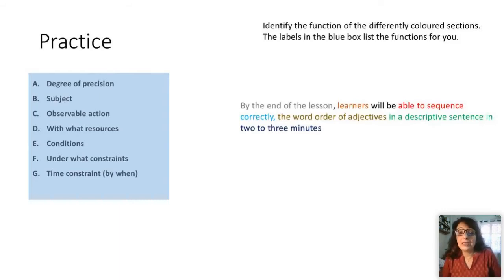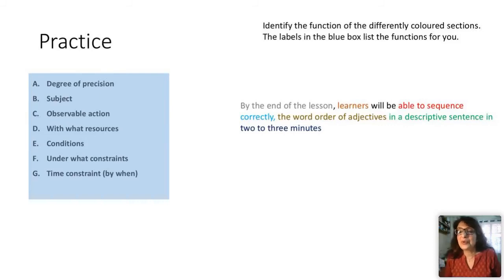The brown color, that's the subject. Okay, the learners, they are the subject. All right, that's B. All right. The degree of precision, correctly. All right. Okay, I can see some interesting inputs.